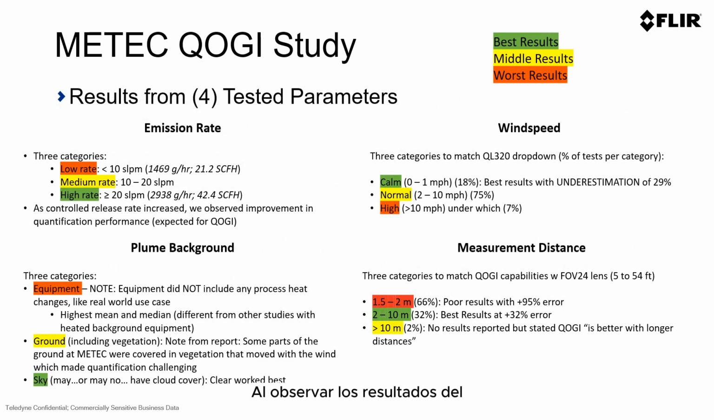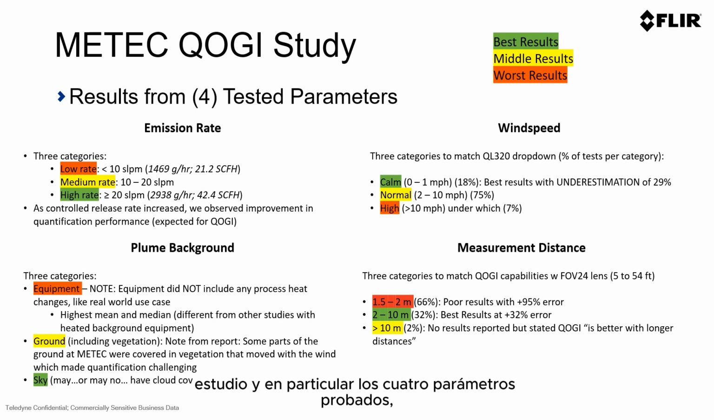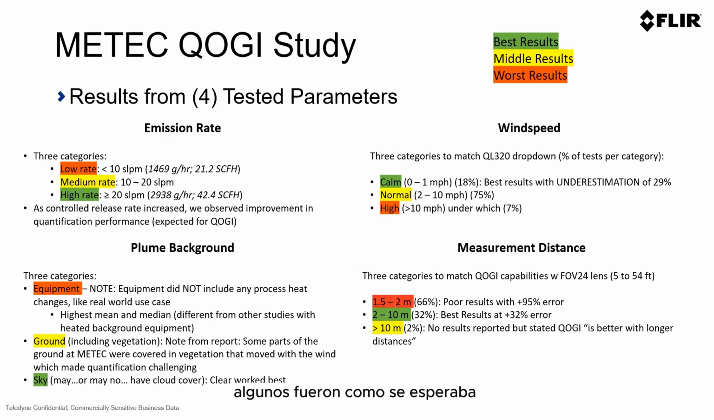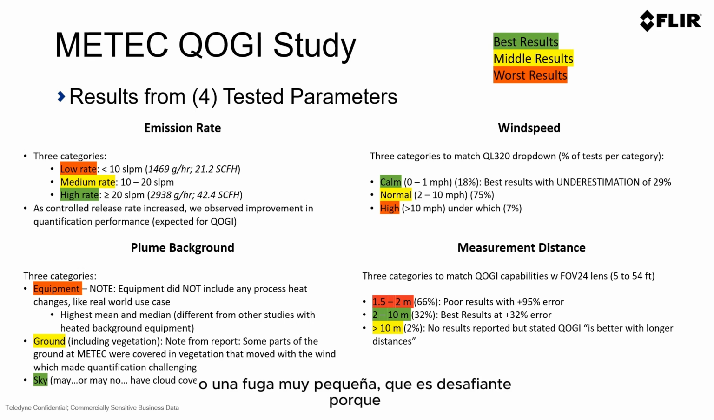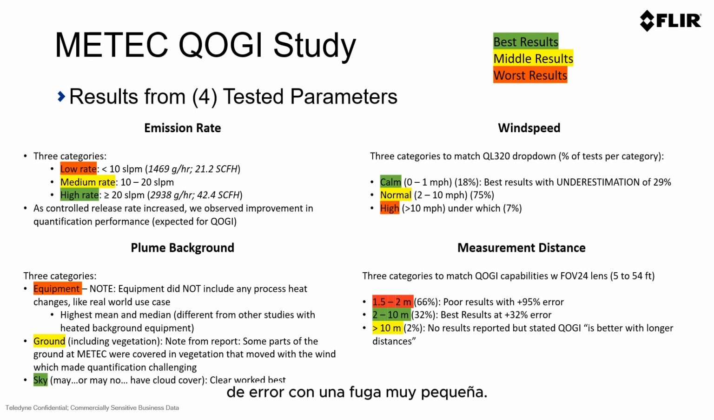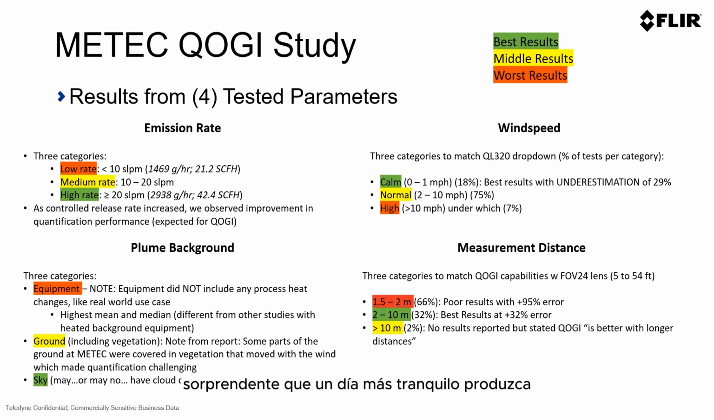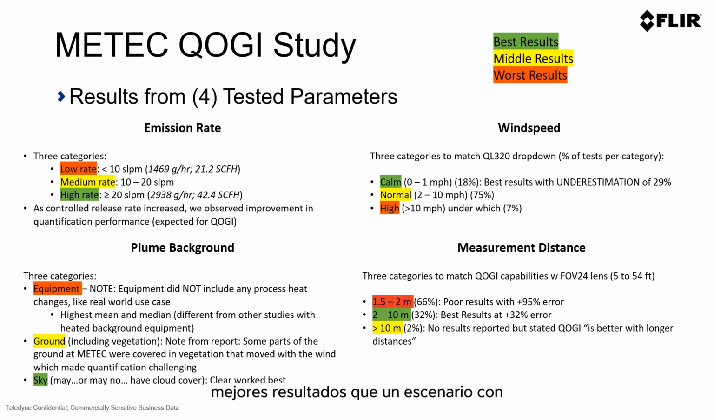In looking at the results from the study, and in particular the 4 tested parameters, some of them were as expected and some were a little bit surprising. Taking into consideration emission rate, it's not surprising that the higher emissions are easier and have better results than a lower emission or a very small leak, which is challenging because it's easier to have a larger percentage of error with a very small leak. Looking at the wind speed, it's not surprising that a calmer day would produce better results than a scenario where you would have higher wind speeds.